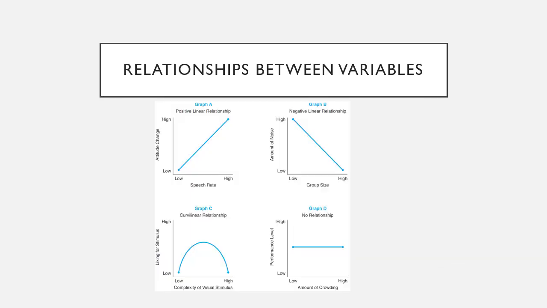This is a summary slide that looks at different examples of positive correlation, negative correlation, an inverted curvilinear relationship, and no relationship. For this slide, I encourage you to take a look at the description in the book. This is taken right from the book. So if you want a description of what these variables mean, you can take a look at that. I'm not going to spend a lot of time on that right now.